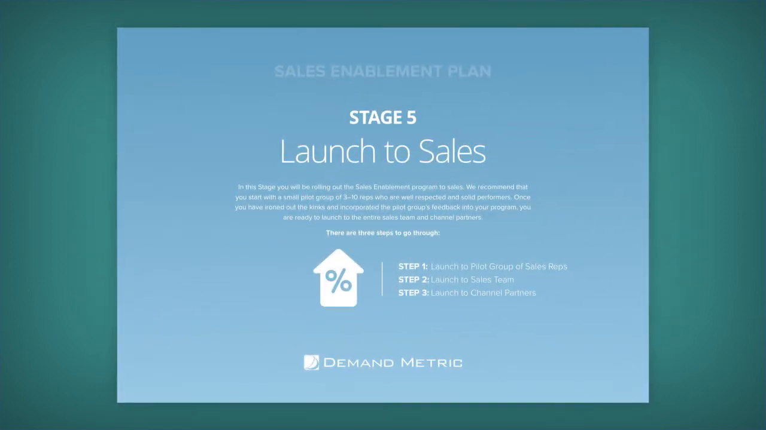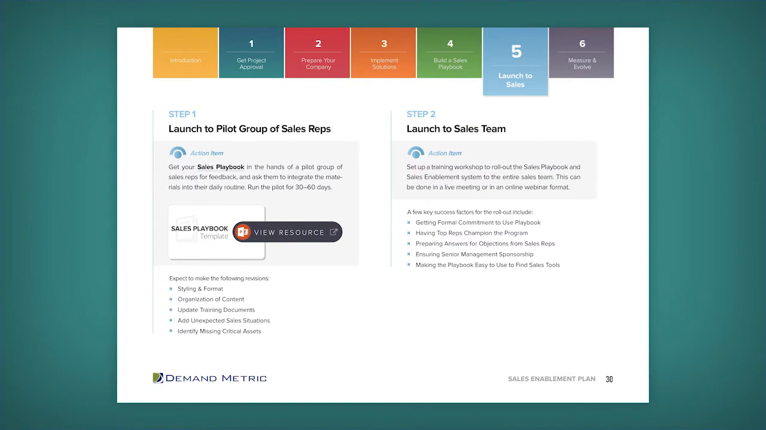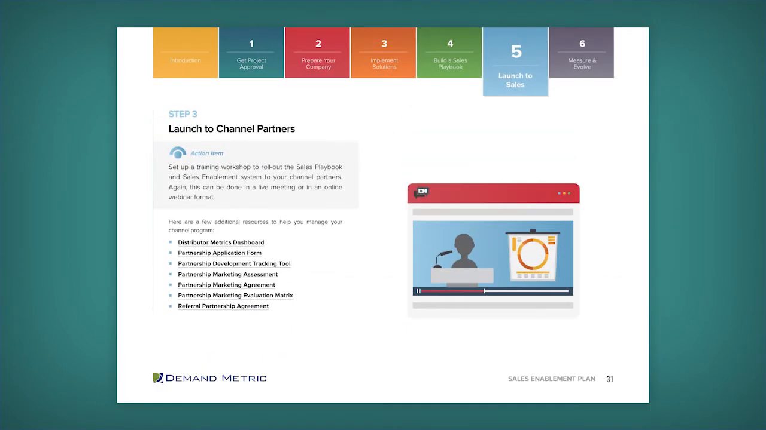In stage 5, you're going to launch it all to sales. And here, your first step is to launch a pilot group of sales reps, and then launch to your full sales team, ultimately launching to all of your channel partners.